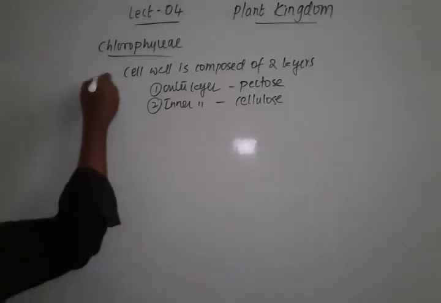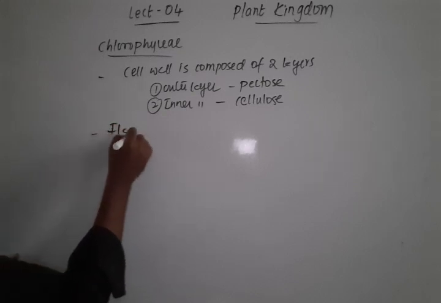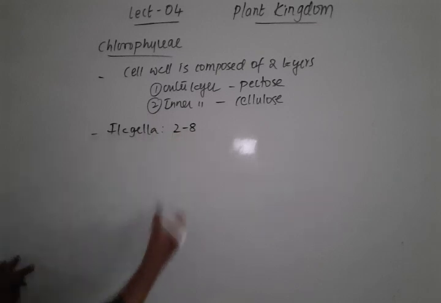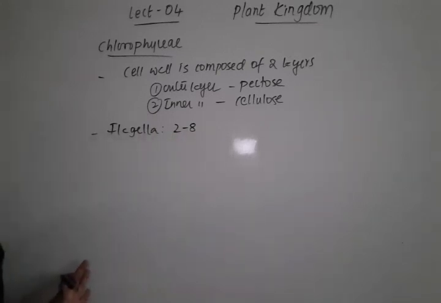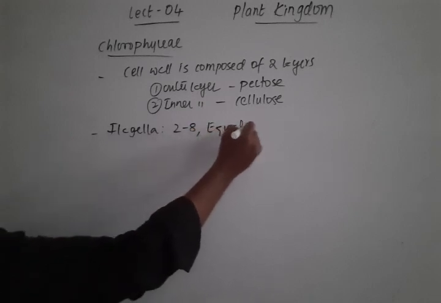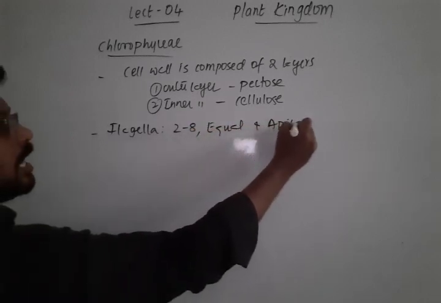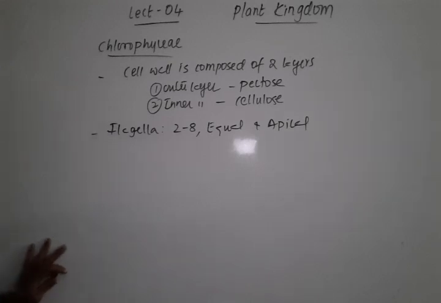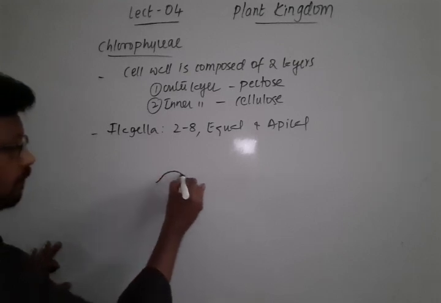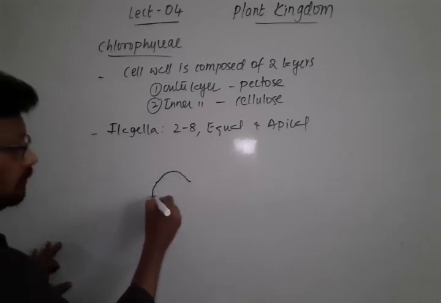Then coming to flagella, the flagella may be 2 to 8 in number, and they will be equal and apical. So let's see in case of Chlamydomonas.